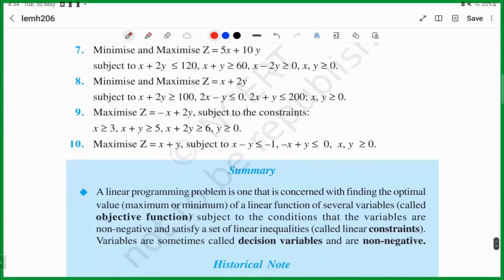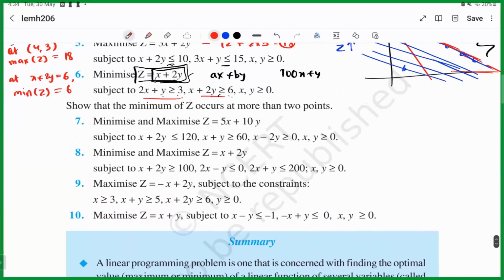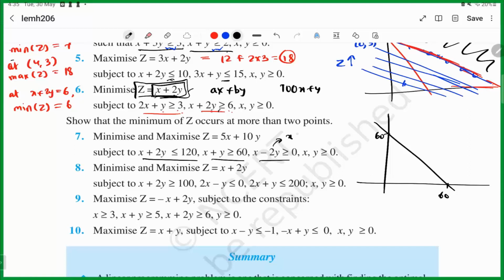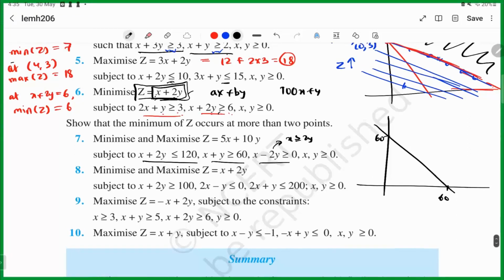Okay, now for 7, 8, 9, and 10, we need to show that the minimum occurs at more than two points, minimizing and maximizing something subject to a given specification. So now we are given three constraints. Let's solve that. x plus y is greater than 60. So that should be 60, that should be 60. And greater than means the region. x minus 2y is greater than 0. What does that mean? Let us write that carefully: x greater than or equal to 2y. These two mean the same thing.